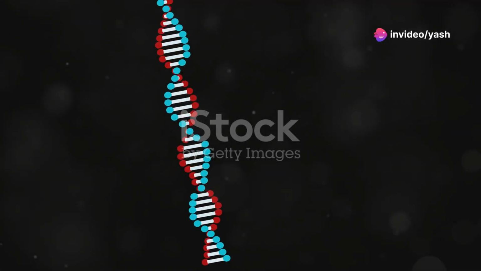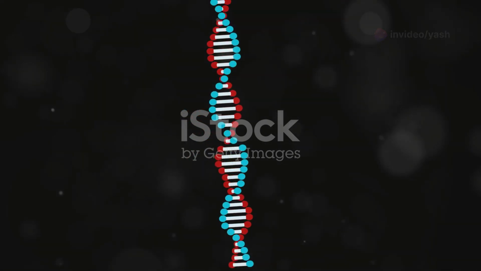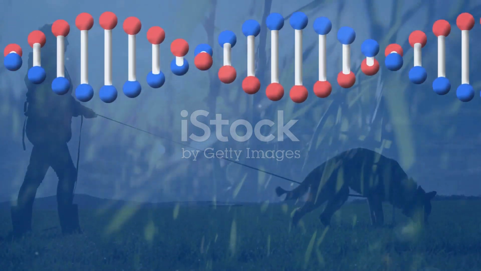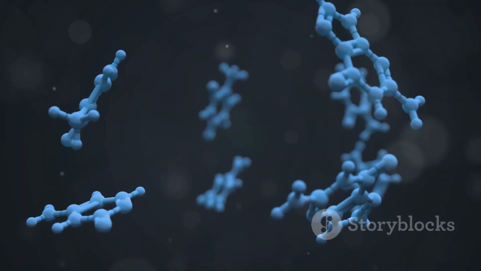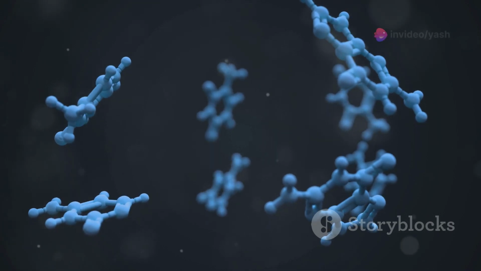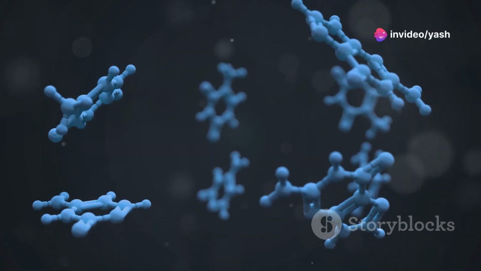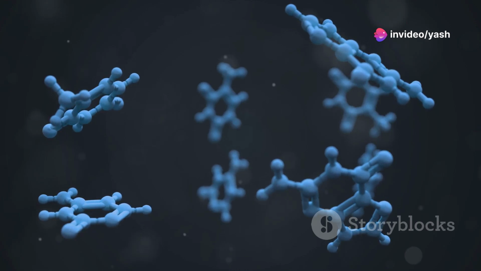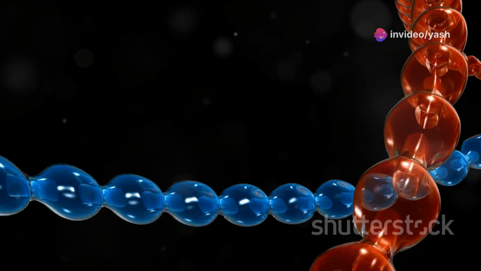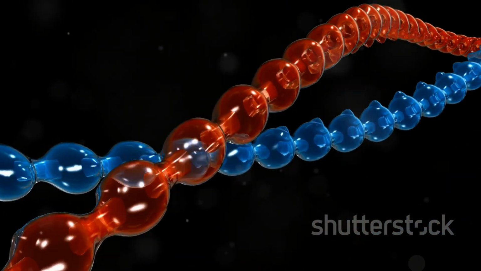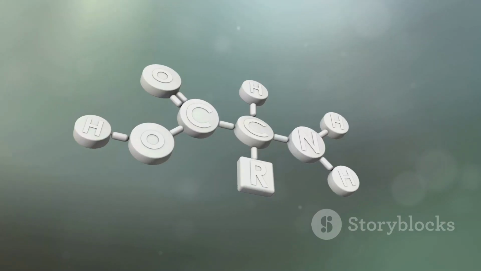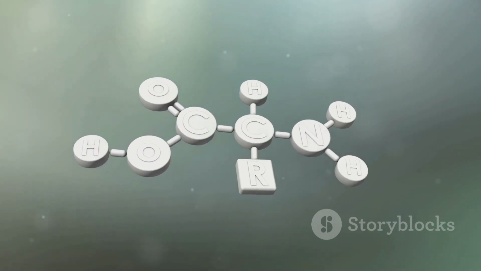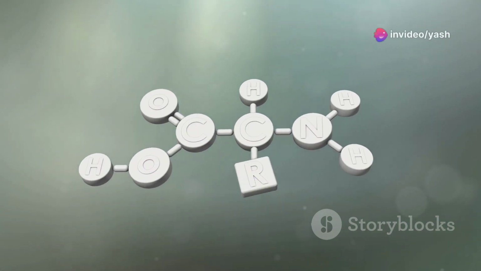Imagine a language where every word is only 3 letters long. That's essentially the genetic code, the language of DNA. This code is written in the sequence of nitrogenous bases, adenine, thymine, guanine, and cytosine along a DNA strand. Each 3-base sequence, called a codon, corresponds to a specific amino acid. There are 20 different amino acids that are used to build proteins, the workhorses of the cell.